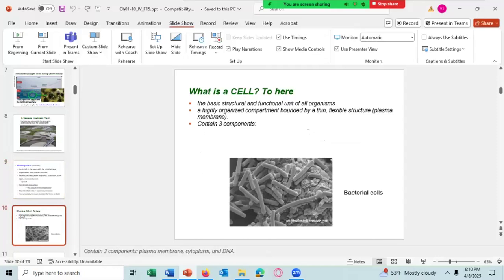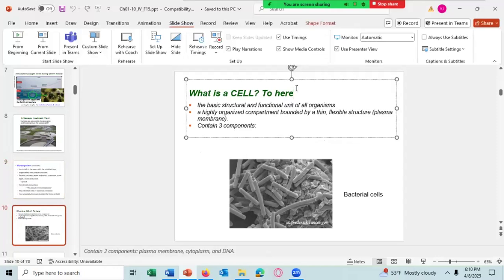All right, I've talked about cells a bit. Let's talk about what is a cell. A cell is the basic structural and functional unit of all living organisms. Remember, by an organism, we're not talking about a virus or a prion.